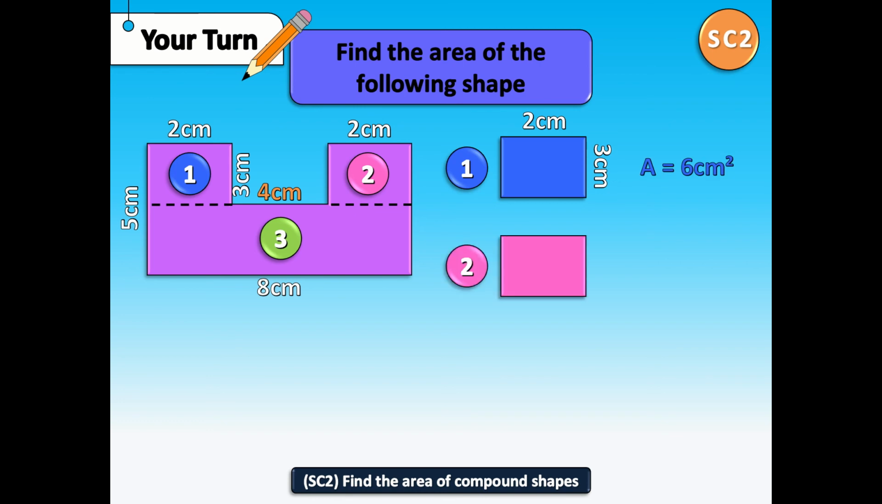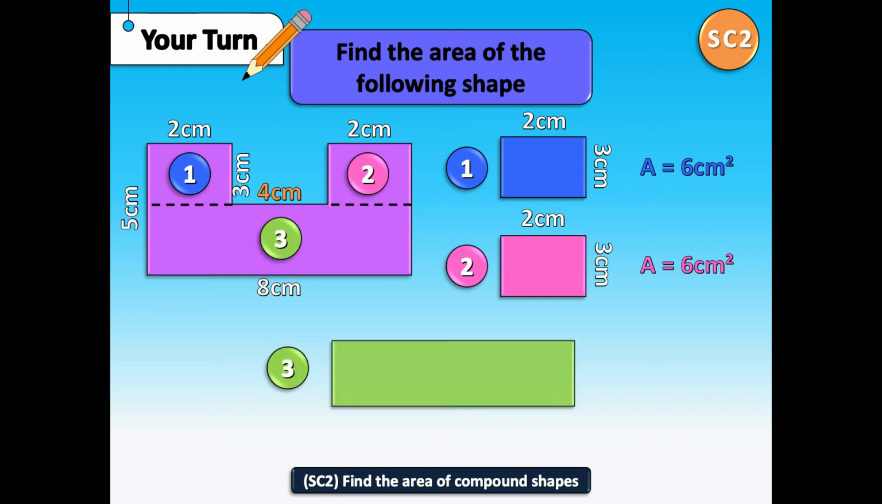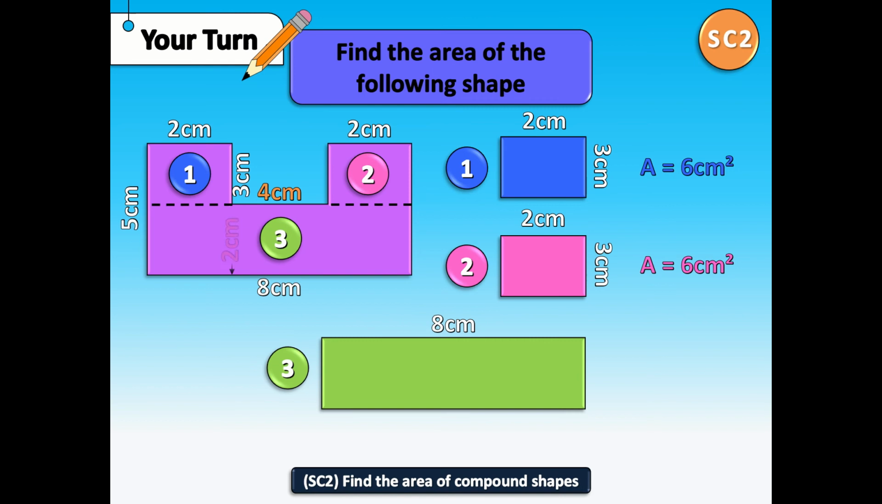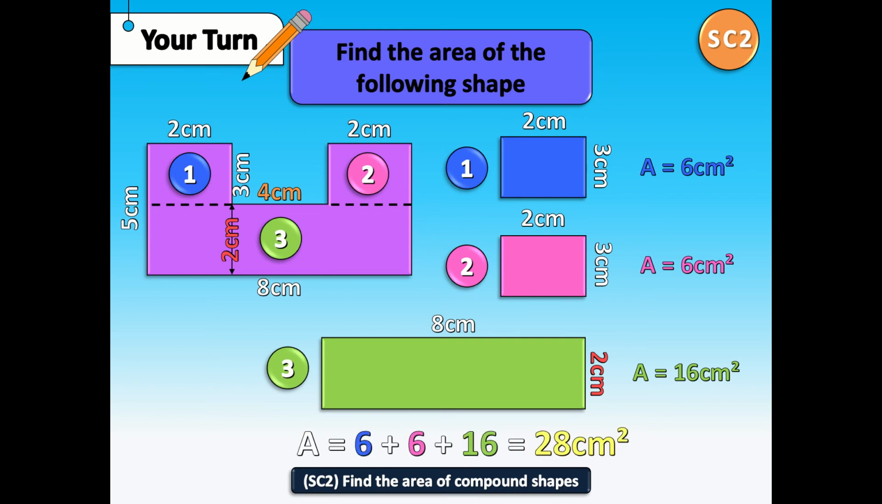The second rectangle is 2 centimetres by 3 centimetres. So that also has an area of 6 centimetres squared. And the third rectangle is 8 centimetres by 2 centimetres. So that's an area of 16 centimetres squared. That means the total area of this compound shape will be 28 centimetres squared.